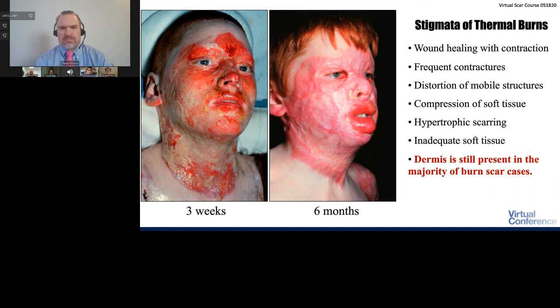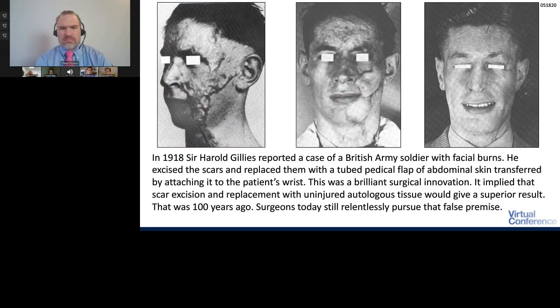In 1918, thinking changed. Sir Harold Gillies reported this Army soldier who had facial burns. He excised the scars, including, by the way, if you look carefully, all of the normal tissue that was in between them, and replaced that scar tissue with a tube pedicle flap of abdominal skin transferred by attaching it to the patient's wrist, a surgical breakthrough. And it implied that scar excision and replacement with uninjured tissue would give a superior result. Surgeons today still relentlessly pursue that premise, even 100 years later.